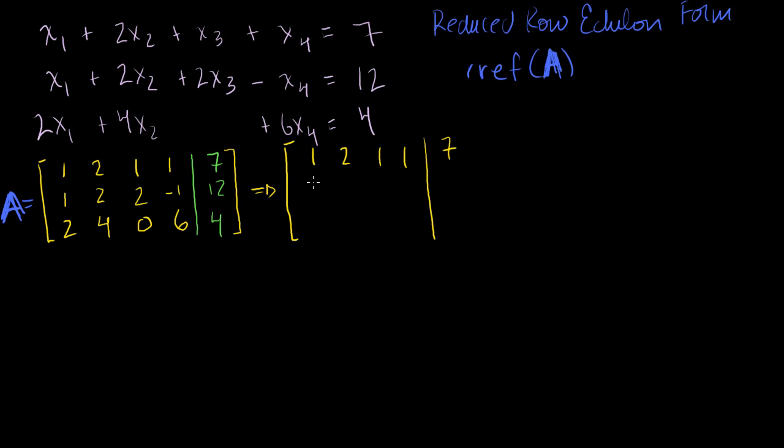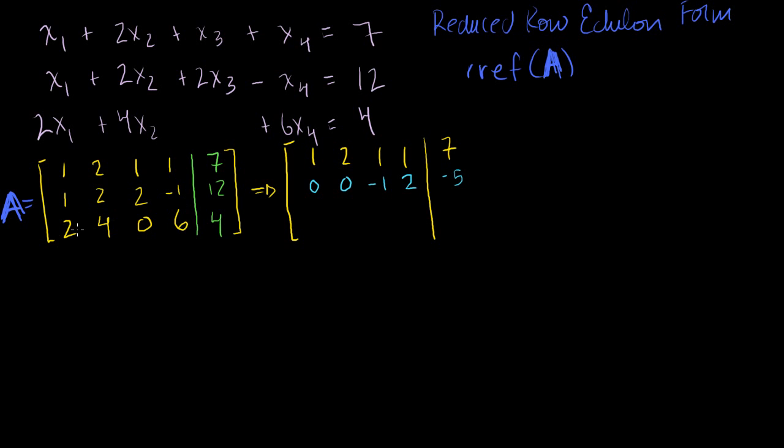1 minus 1 is 0. 2 minus 2 is 0. 1 minus 2 is minus 1. And then 1 minus minus 1 is 2. Right? That's 1 plus 1. And then 7 minus 12 is minus 5.